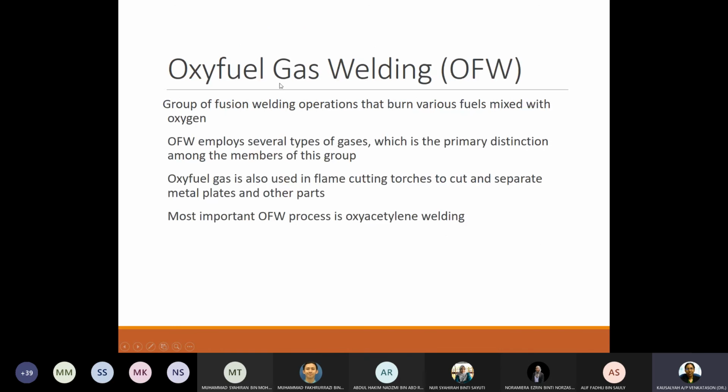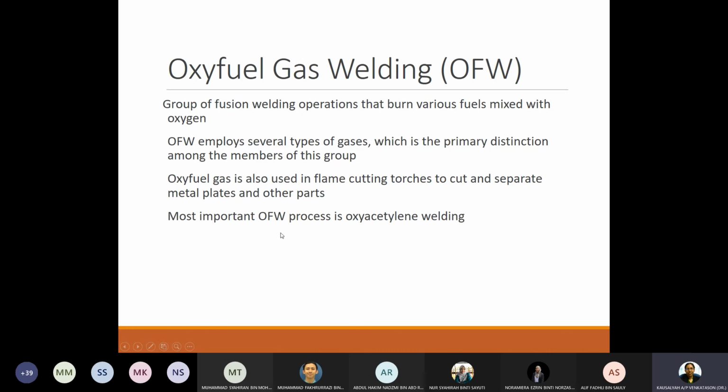And then we come into oxy-fuel gas welding. It's a group of fusion welding operations that burn various fuels mixed with oxygen. So we are using gas. Oxy-fuel employs several types of gases, which is the primary distinction amongst the members of this group. Oxy-fuel gas is also used in flame cutting torches to cut and separate metal plates and other parts. So not only does this do welding, it does cutting as well.